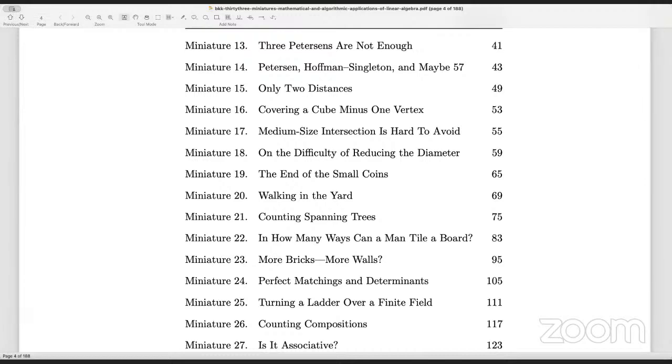So I think a lot of it has been the miniatures, the way the book is structured makes it amenable to this format. That is one thing.